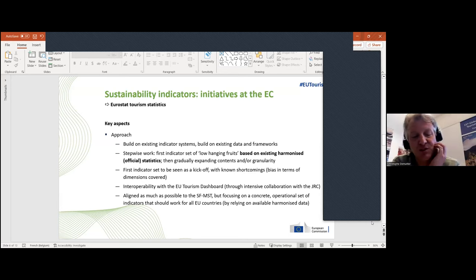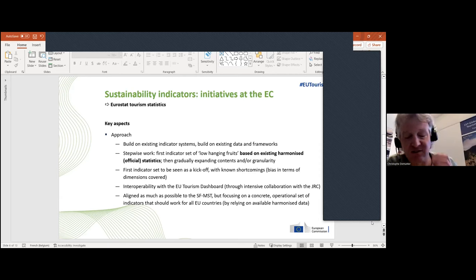So the first indicator that we want to produce, hopefully still this year, is to be seen as a kickoff. We know there are shortcomings. I will also come back to that in a minute. But as was already mentioned, one of the things that is needed is comparable indicators, harmonized indicators. So we hope by using existing harmonized data that we can get there.